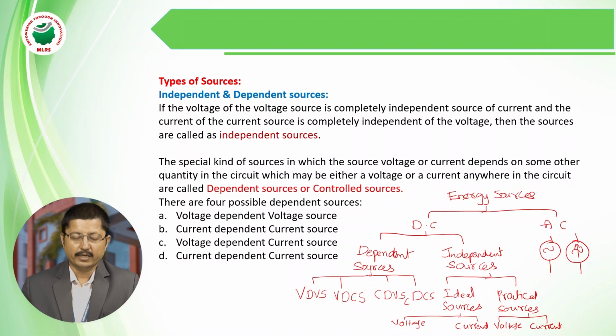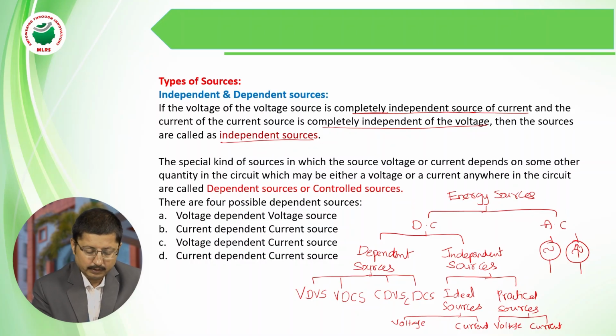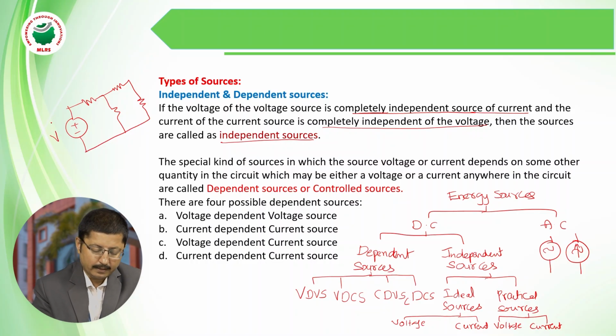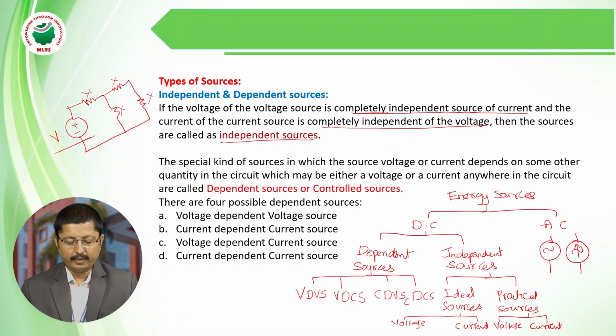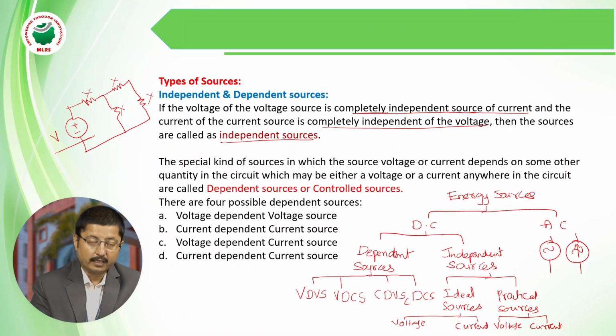We can see the definition here. The voltage of the voltage source is completely independent of current, and the current of the current source is completely independent of voltage. Then the sources are called independent sources. For example, if you take one voltage source in a simple circuit, this voltage source is not dependent on the other voltages. It is not dependent on the other networks, not dependent here, not dependent on this resistor. So this source we can call an independent voltage source. It is not dependent on other parameters, either voltage or current.